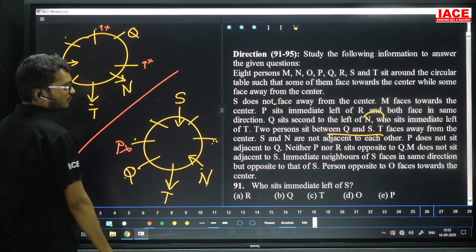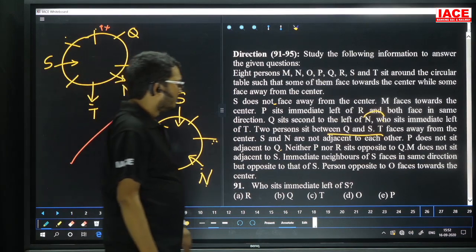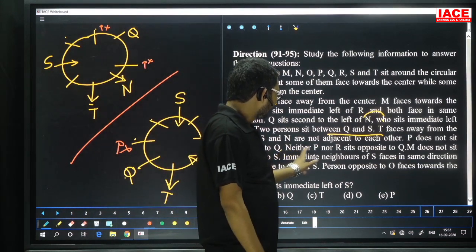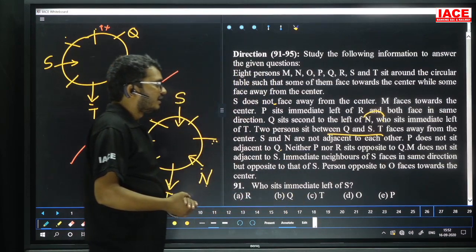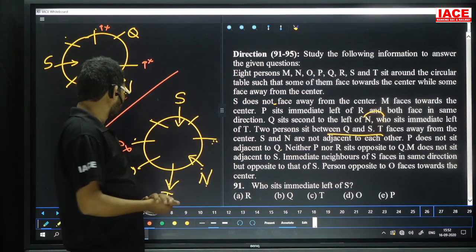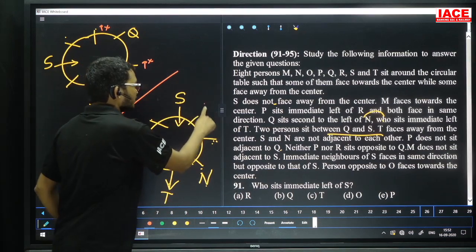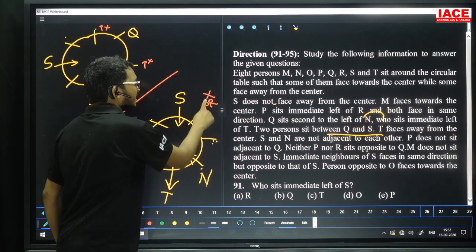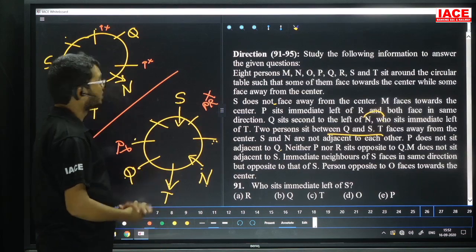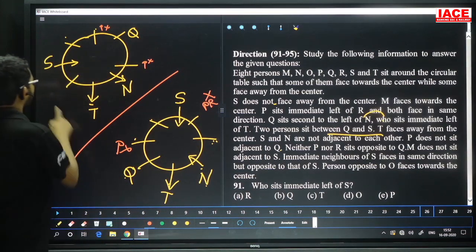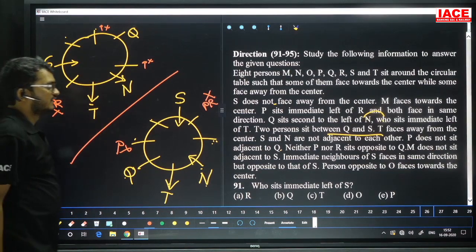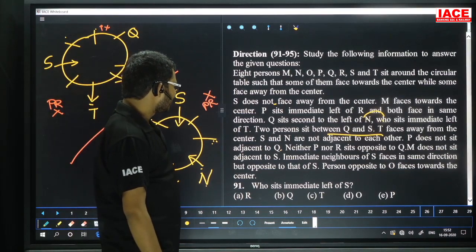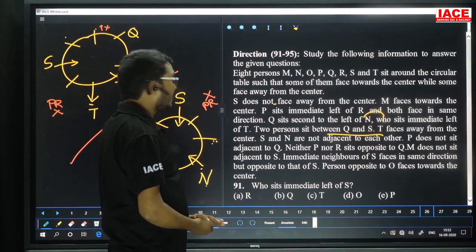Leave it. Go for the next point. Neither P nor R sits opposite to Q. P and R are not opposite to Q. For Q, opposite this one, so for P and R here no chance. Opposite to Q, P and R no chance. Next one: M does not sit adjacent to S. M is not adjacent to S.